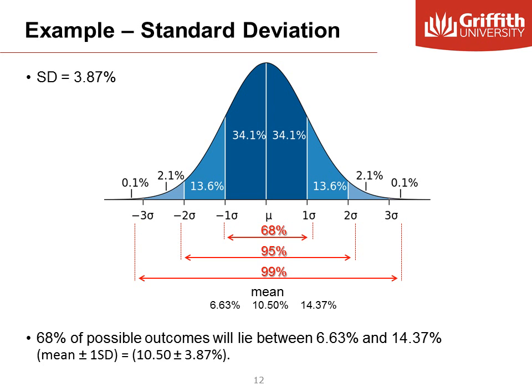If we draw the normal distribution, we can say that in relation to this normal distribution of returns, approximately 68% of possible outcomes lie within plus or minus 1 standard deviation of the mean. So 68% of possible future returns will lie between 6.63% and 14.37%. How did we calculate these figures?